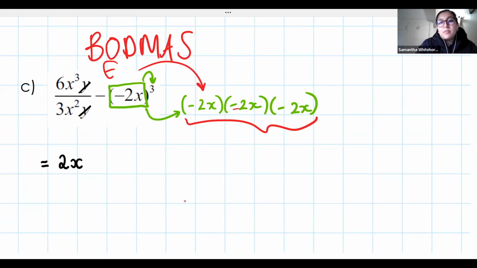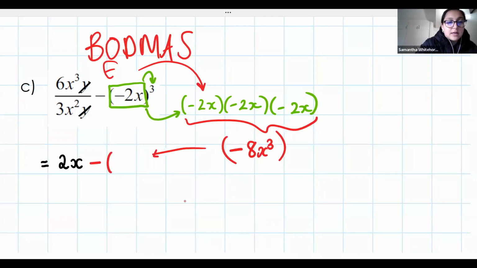Now, once you have multiplied all of those, 3 negatives being multiplied, negative times negative times negative gives you a negative. 2 times 2 times 2 gives us 8, as Zimmy said. And then the x times x times x gives us that x cubed. Now, this is where Zimmy was talking about that distribution, because technically what you have now is minus negative 8x cubed.